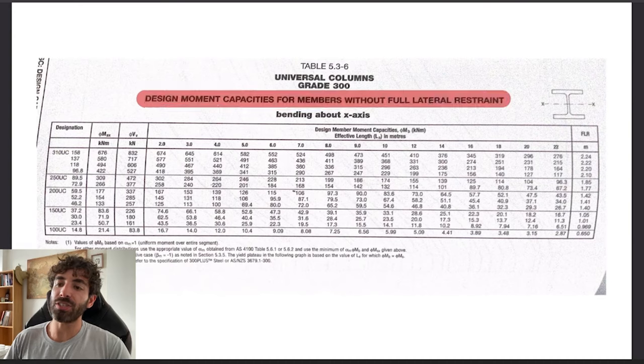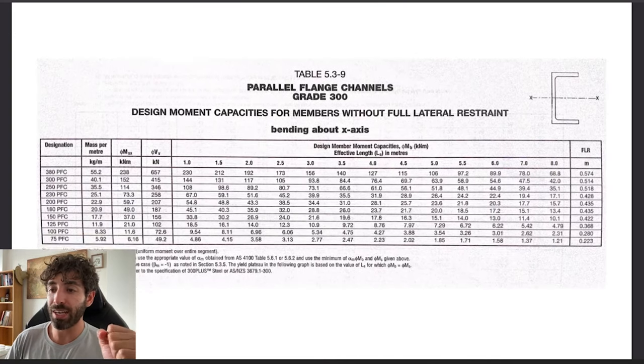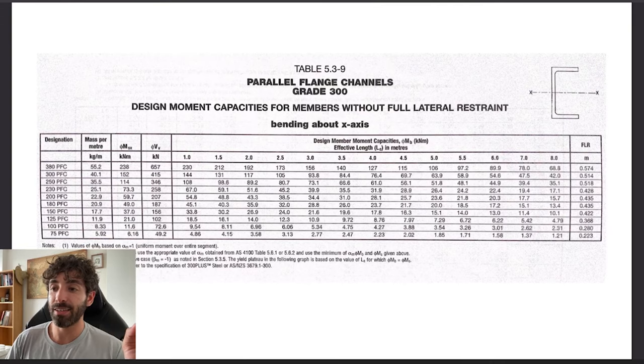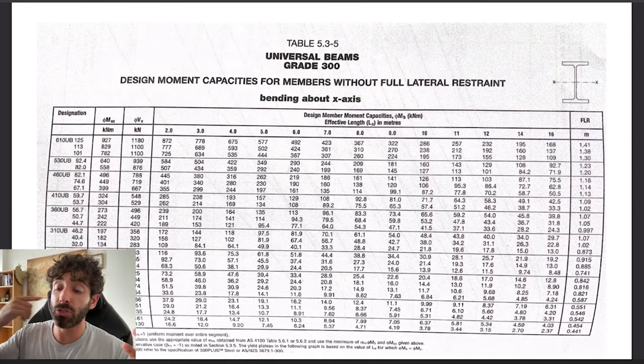Okay, so if we look at these tables here, we're going to notice that we're not working with phi MSX anymore. Now we're using phi MB, which accounts for the effective length that is unrestrained. And you can use that for UBs, UCs, PFCs, or any type of beams.